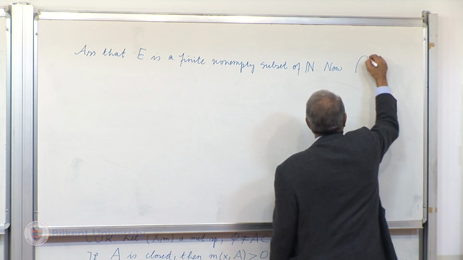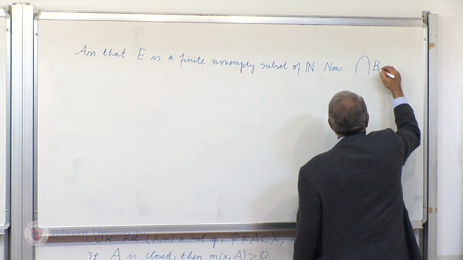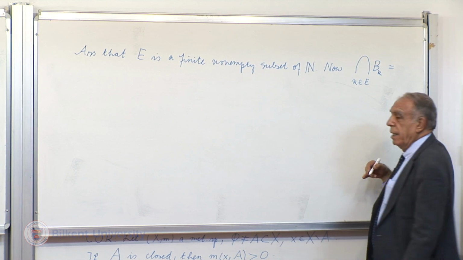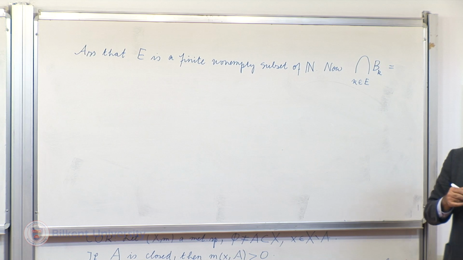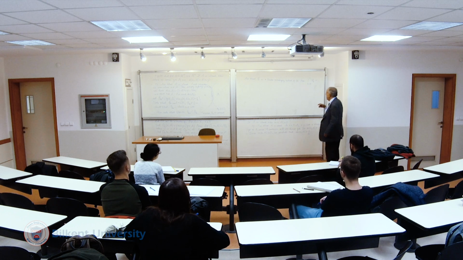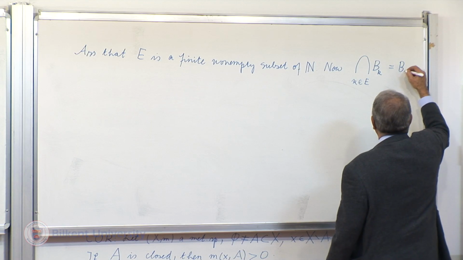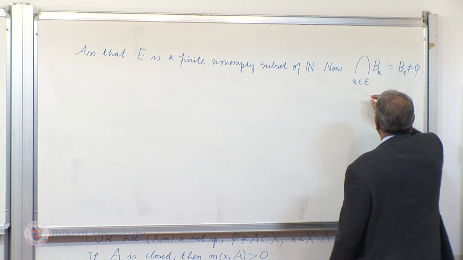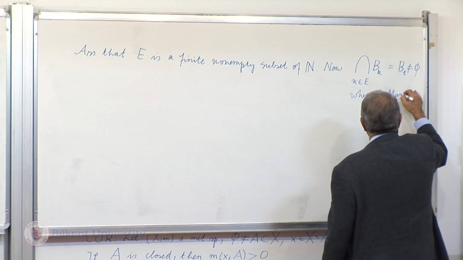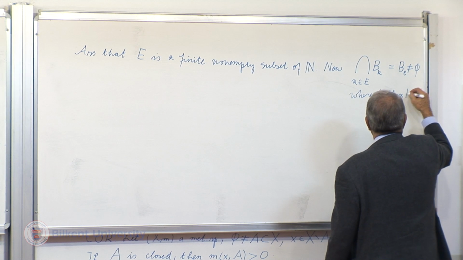Now, if I take the intersection of BKs when K is in E, can you tell what this intersection will be equal to? Well, we take the largest number in E. Say if it's L, this will just be BL, because B1 contains B2 and so on. And this is equal to BL, which is non-empty, where L is just the maximum of E.